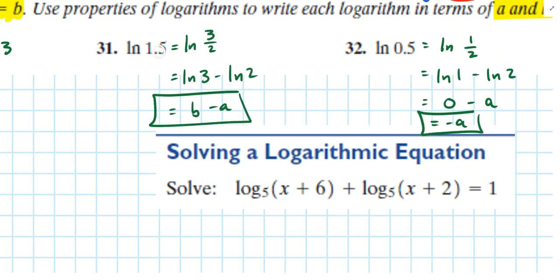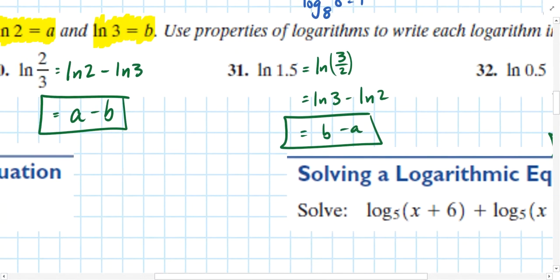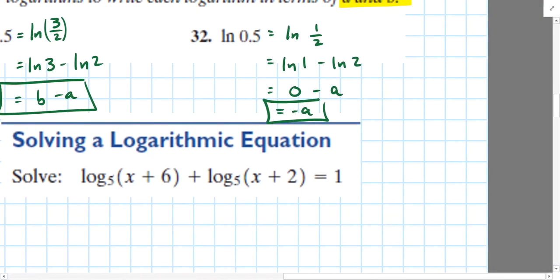For number 31, I think it was pretty clear to see that 1.5 is the same as 3 over 2. So if the natural log is being evaluated at the fraction 3 over 2, we can split that into the difference of two logarithms, natural log of 3 minus the natural log of 2, which was defined as b minus a in our given information.